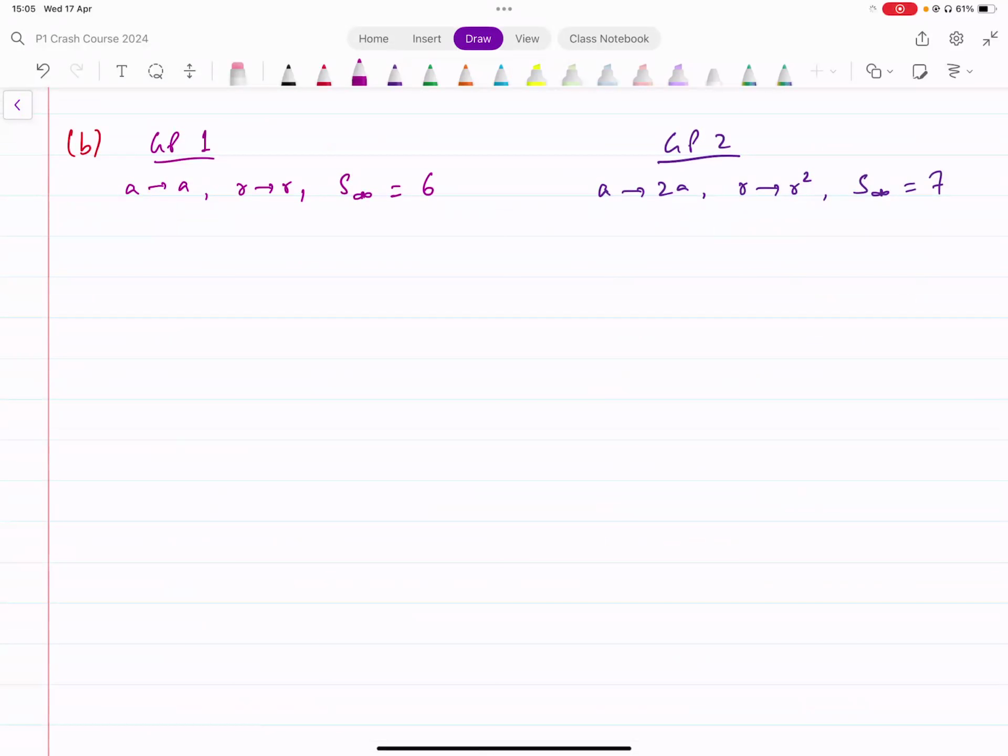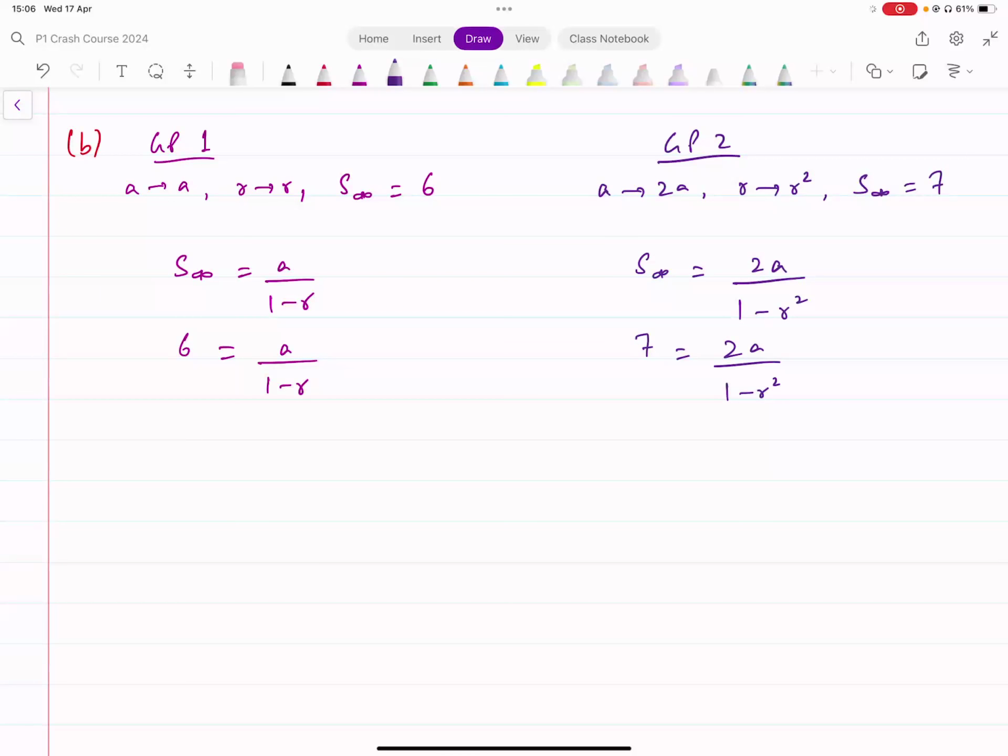What's the sum to infinity formula? Sum to infinity is given by A over 1 minus R. That means we get one equation like this: 6 equals A over 1 minus R. That's one equation. And from the second case, we get sum to infinity equals A over 1 minus R, but the first term here is 2A. So that becomes 2A over 1 minus the ratio. The ratio is R squared, so we have 1 minus R squared. Sum to infinity is 7. We put that here: 7 equals 2A over 1 minus R squared.